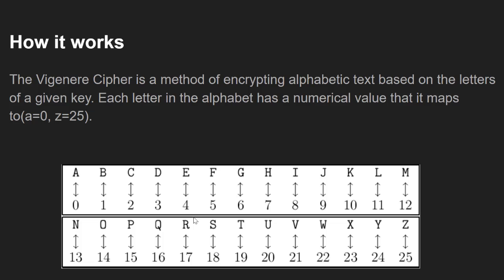Alright, so the Vigenere Cipher is a method of encrypting alphabetical text based on the letters of a given key, as I mentioned in the previous slide. And each letter in the alphabet has a numerical value that it maps to. So, as you can see here, A corresponds to 0, and Z corresponds to 25. Normally, normal humans would start counting at 1 instead of 0, but in this case, in cryptography, we start at 0 instead. Just like how JavaScript arrays start at 0, it's 0 indexed. It's the same case here.